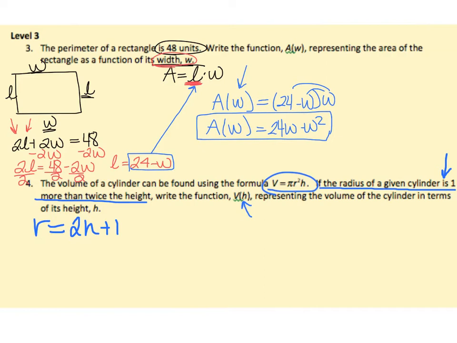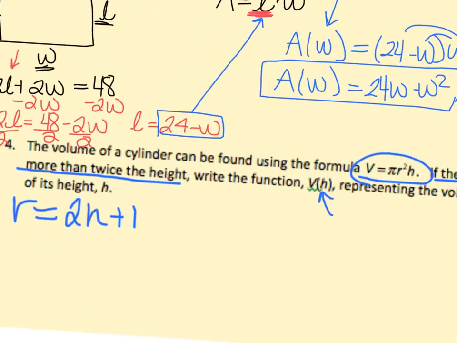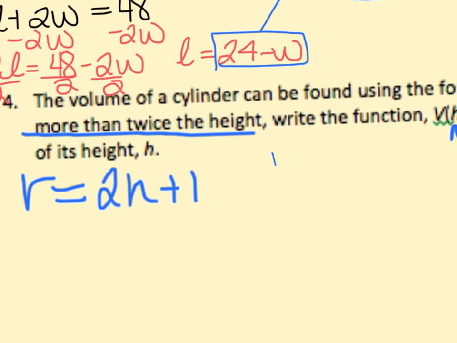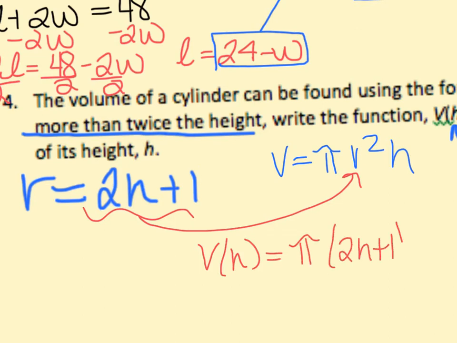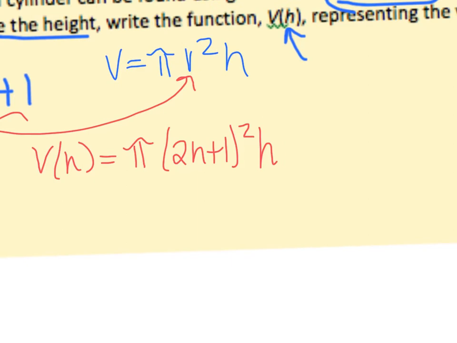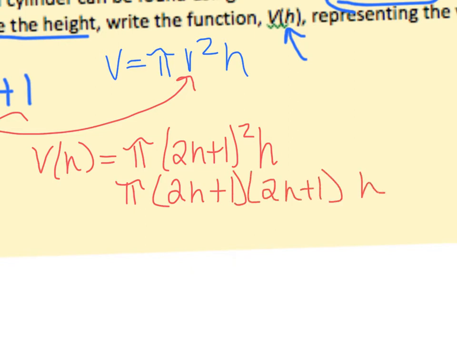So now that I have that for r, I have something that I can substitute in for my volume formula. So remember, volume was pi r squared h. So I'm going to take 2h plus 1 and put it in for r. So volume in relation to h, the height, will equal pi times (2h plus 1) squared times h. Now here's your chance to not break math. You want to multiply 2h plus 1 out twice, then multiply it by that last h.